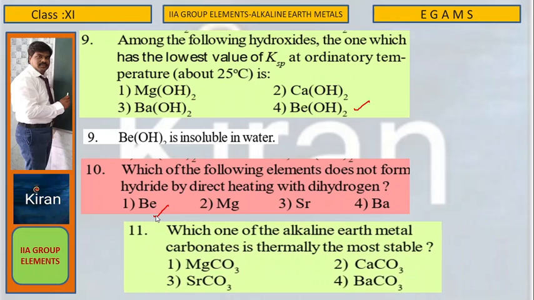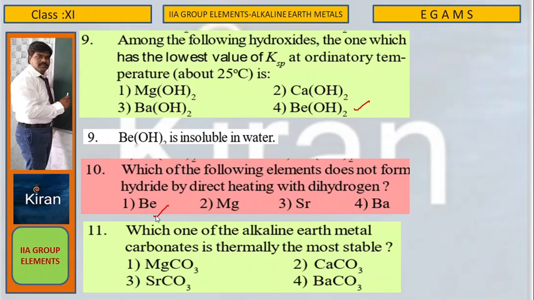Which one of the following alkaline earth metal carbonates is thermally most stable? Thermal stability came again. This thermal stability, which is high and which is low, is based upon the atomic size. The one with high thermal stability is barium carbonate.